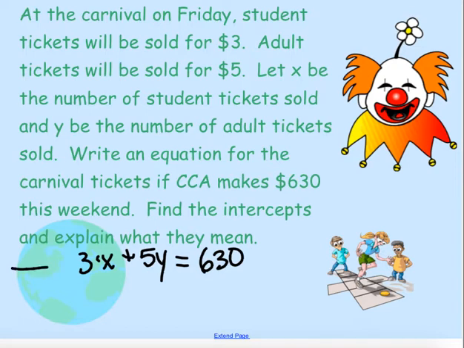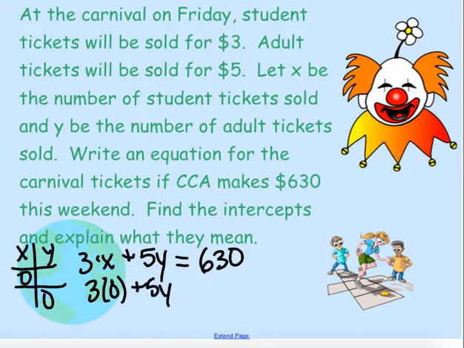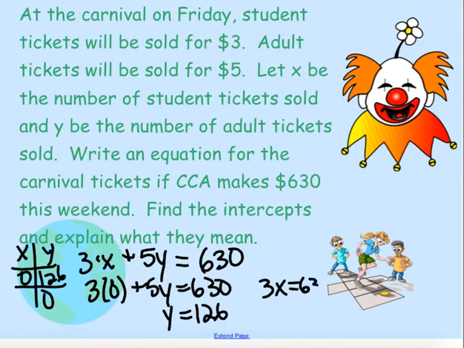So that we can set up our table and say if x is 0, if y is 0, what do we get? And so we say, okay, if x is 0, that means we have 3 times 0 plus 5y is equal to 630. We divide by 5 and see that y is equal to 126. Now if y is 0, we say, all right, instead of 3 times 0, we're doing 5 times 0, so we get 3x is equal to 630. We divide by 3. We get that x is equal to 210.